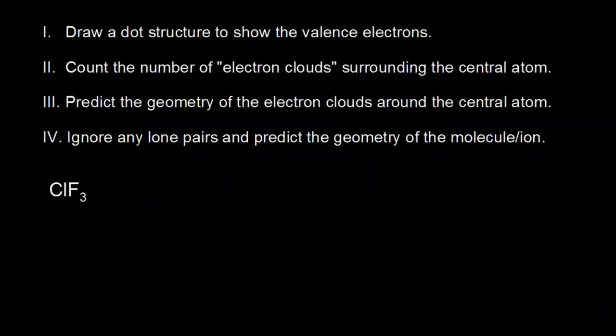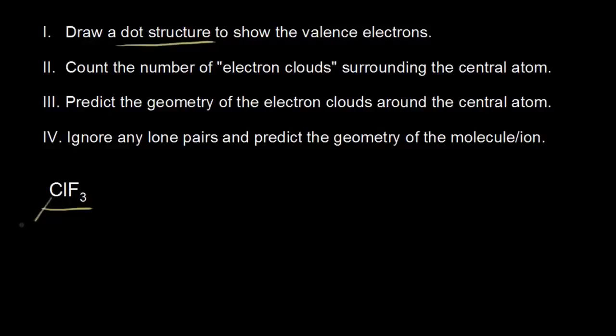In the previous video, we used VSEPR theory for 5 electron clouds. In this video, we're just going to do a few more examples of 5 electron clouds. So let's say we wanted to find the shape of chlorine trifluoride. We start by drawing a dot structure, which means we have to figure out the valence electrons.